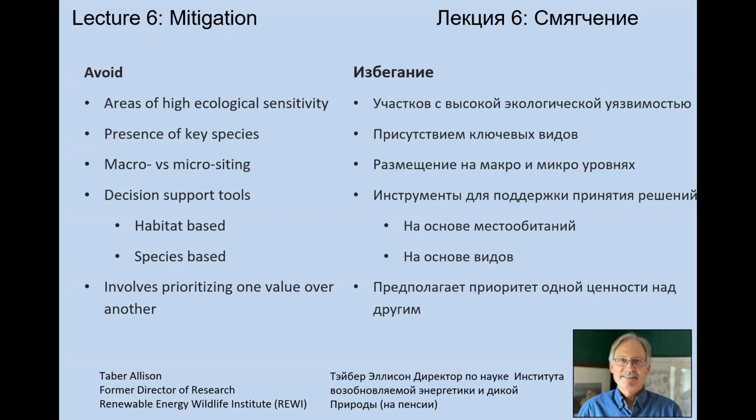But something that always happens when we try to avoid impacts to wildlife is we end up prioritizing one value over another. We might have a spot that's terrible for raptors, but really good for bats, or a spot where we're going to have a big impact on native vegetation, but very little impact on raptors. So doing this avoids balancing and making a lot of choices.